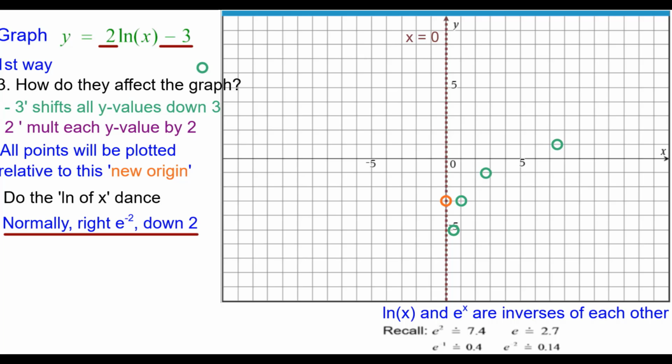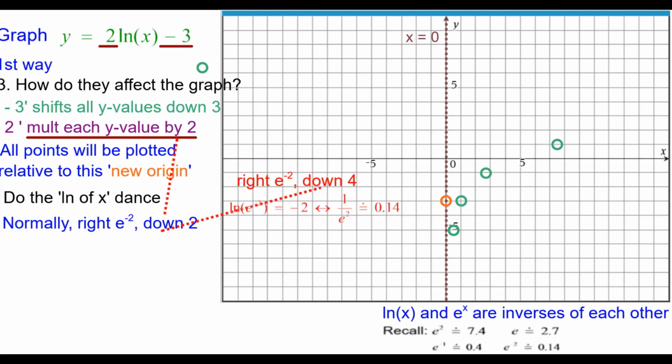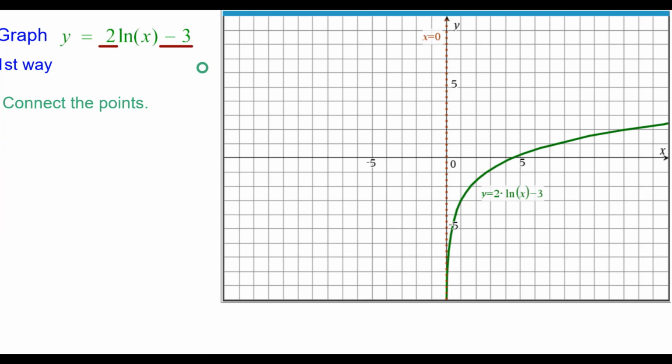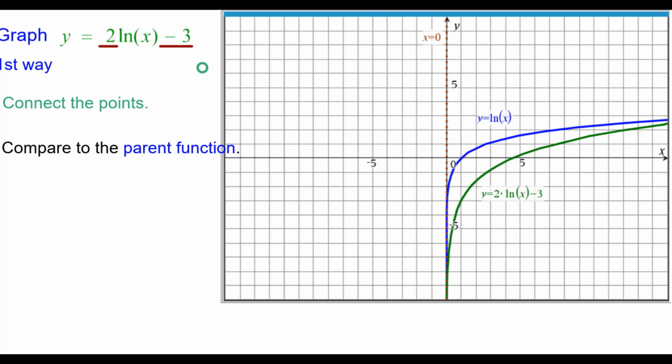And finally, right e to the -2 down 2. That will be right e to the -2 down 4, doubling the y value. Remember, e to the -2 means the reciprocal of e squared, which is about 14/100ths. So over 14/100ths and down 2 from that so-called new origin. We're ready to connect the points, and we get this natural log looking curve. Comparing it to the parent function, you can see it is shifted down in a little bit different shape.